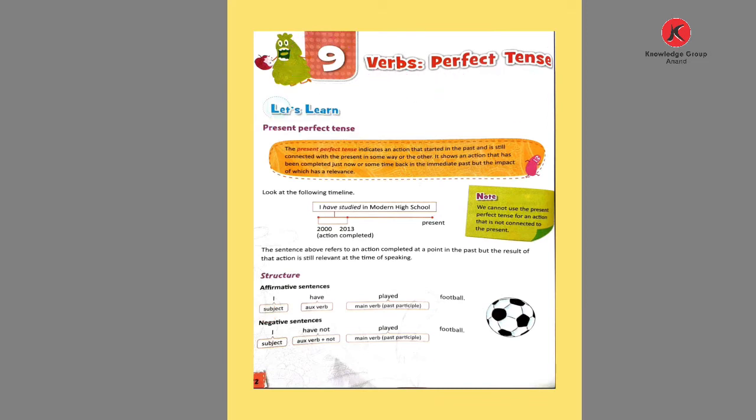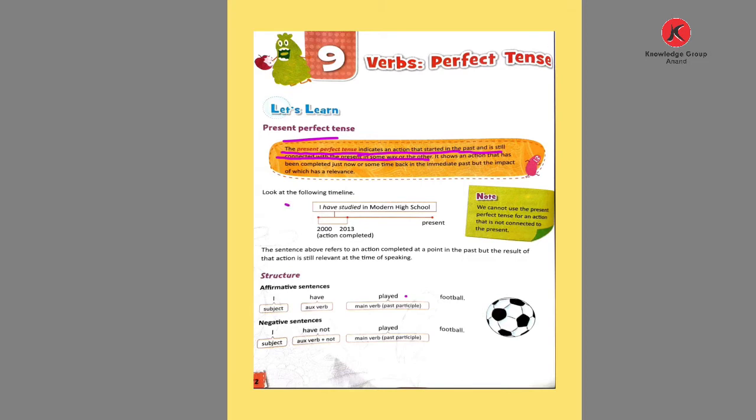So let's see the first definition of the tense. What is the present perfect tense? The present perfect tense indicates an action that started in the past and is still connected with the present in some way or the other. It shows an action that has been completed just now or some time back in the immediate past, but the impact of which has a relevance.